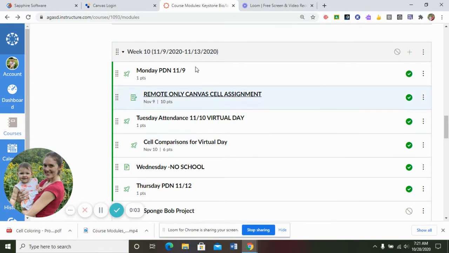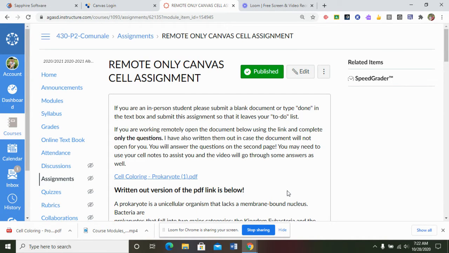Okay, guys, today we have an assignment that's just for the remote students. Students who are in class will be doing a different assignment if you're in person. Now, if you're absent, you could go ahead and do the remote assignment. It's basically the same thing we're going to be doing, but ever so slightly different.